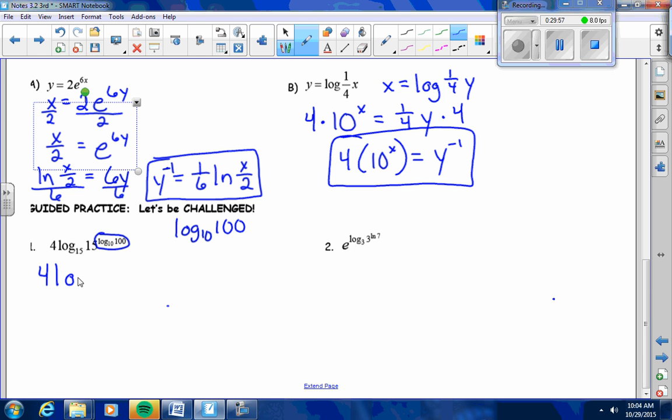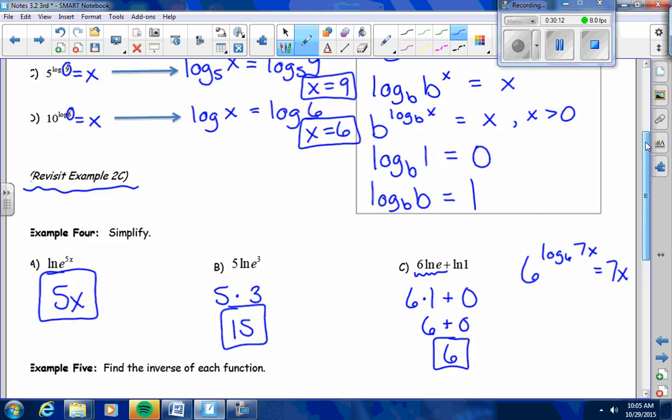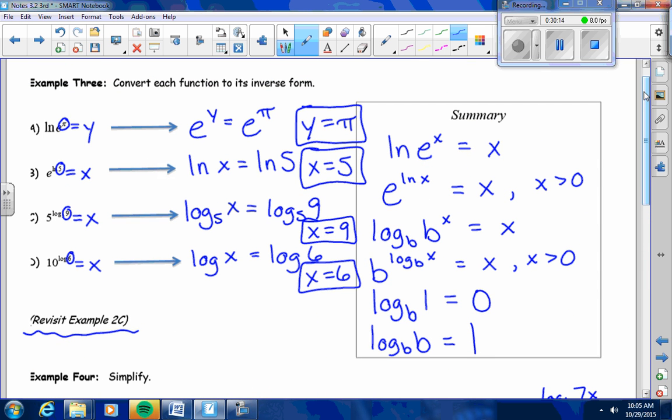So you have 4 times log base 15 of 15 squared. Now, you don't do any changing. You don't try to do 15 squared and get some big number. Nope. We have to use our rules from up above.